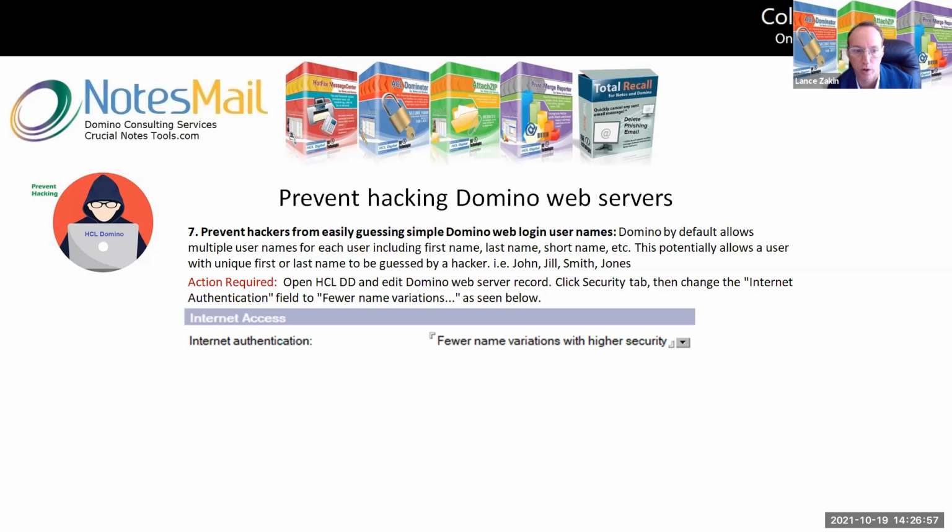Okay. Number 7, prevent hackers from easily guessing simple Domino web login usernames. Basically, Domino by default allows multiple usernames for each user, including first name, last name, short name, etc. This could potentially allow a user with a unique first or last name to be guessed by a hacker, like John, Jill at company.com or something like that. So in order to prevent that, you'd open up the Domino Directory, edit the web server record, click the security tab, and change the internet authentication field to fewer name variations with higher security.